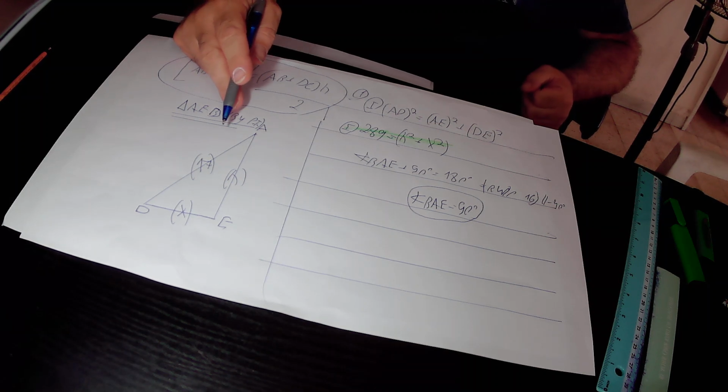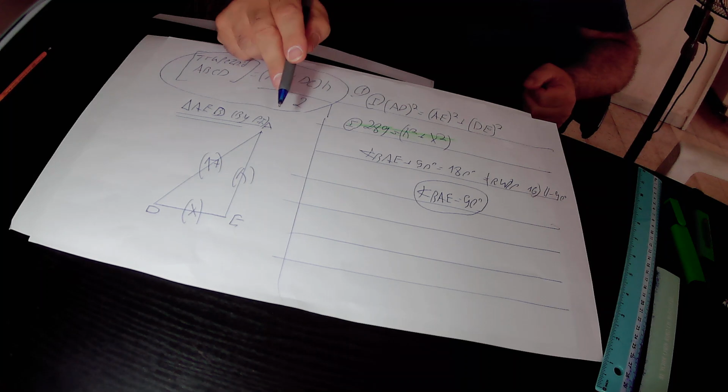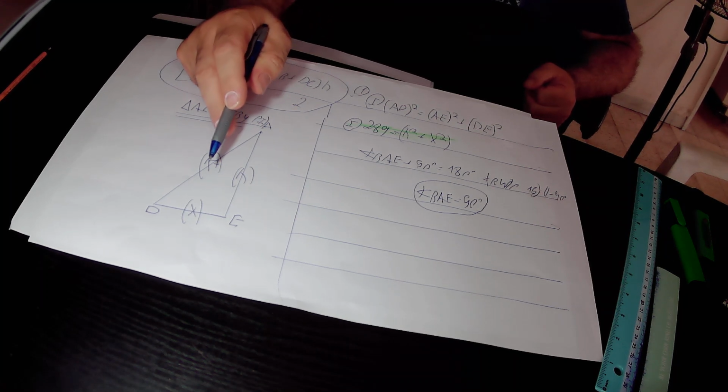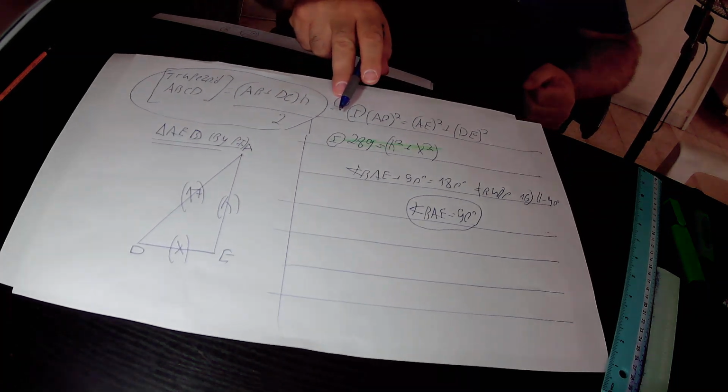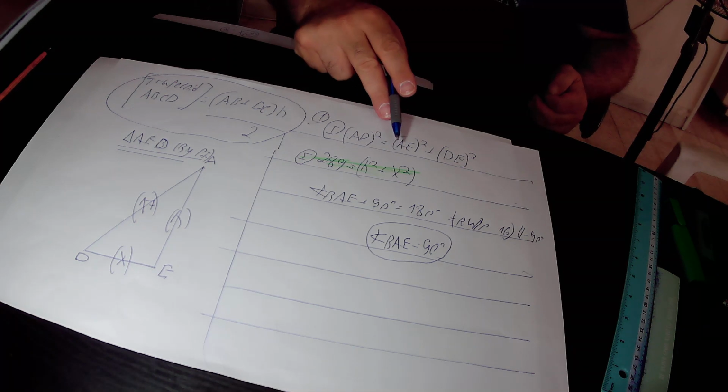AD is 17, therefore AD squared is 17 squared, that is 289, and it is equal to AE squared. AE is h, therefore AE squared is h squared, plus DE squared. DE is x, therefore DE squared is x squared. So in total, we found out that according to equation 1, 289 equals h squared plus x squared.